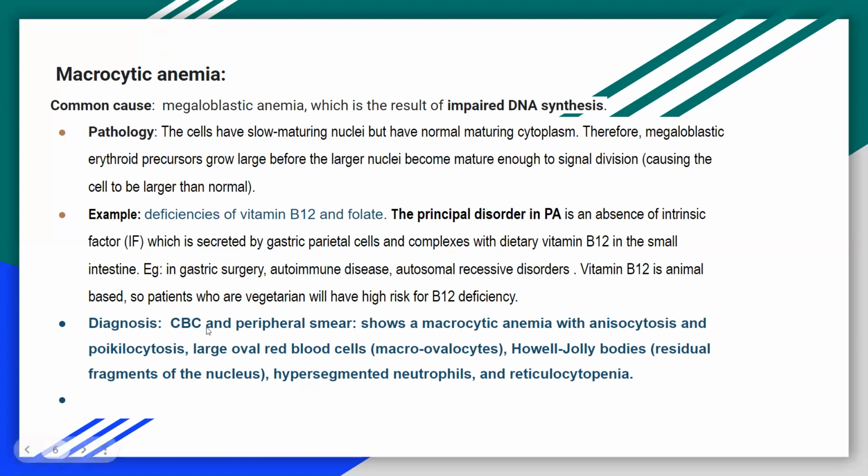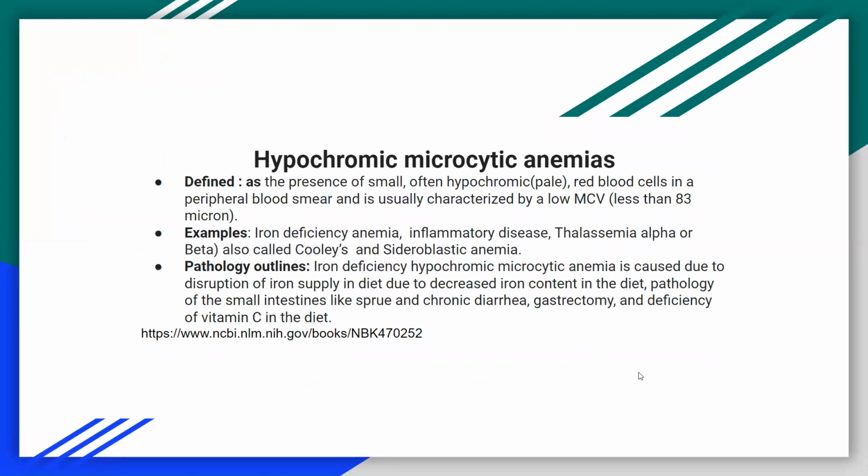And how do you diagnose them? With CBC and peripheral smear, and what is the clinical significance of those lab results? Hypochromic microcytic anemia. Hypochromic means pale color. Microcytic is small cell. It is defined as the RBCs becoming very pale and smaller in size.